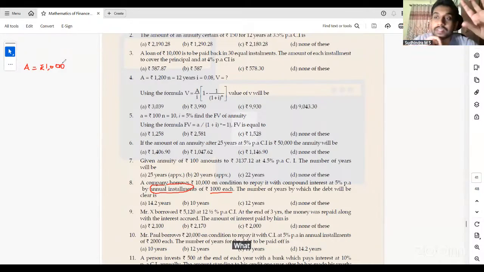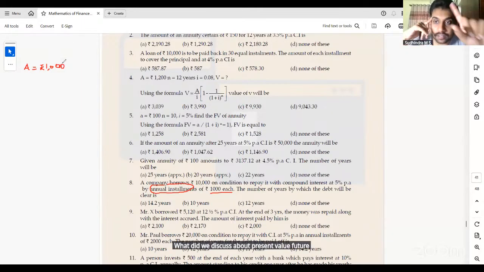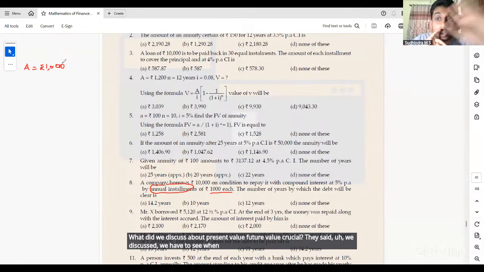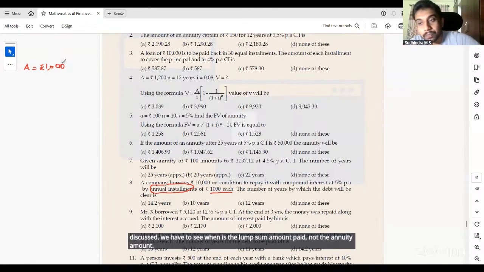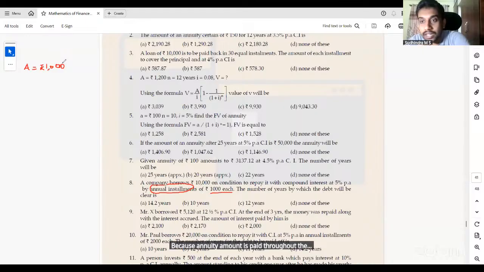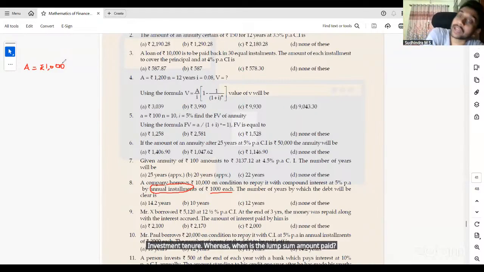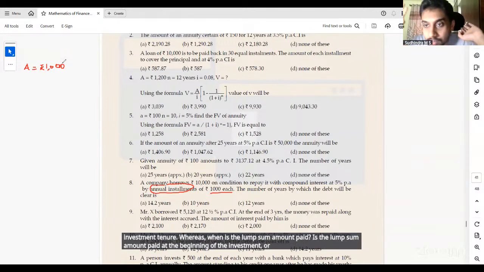What did we discuss about present value and future value, Kushal? We discussed that we have to see when the lump sum amount is paid, not the annuity amount, because the annuity amount is paid throughout the investment tenure. Whereas when is the lump sum amount paid?